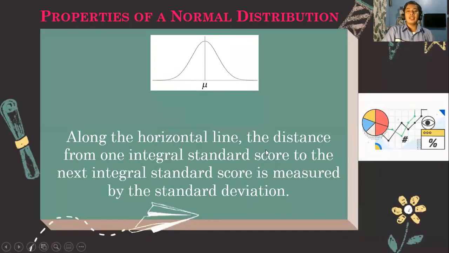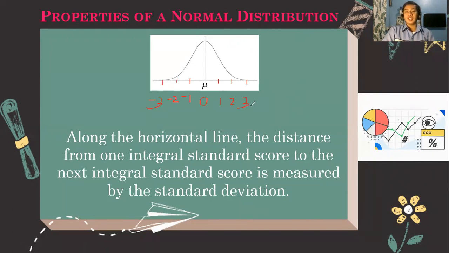Along the horizontal line, the distance from one integral standard score to the next is measured by the standard deviation. So in a standard normal curve, the value of mu is 0. Since we have one standard deviation each, we will have 1, 2, 3. Because in a standard normal curve, it is represented by a standard deviation of 1, negative 2, and negative 3.